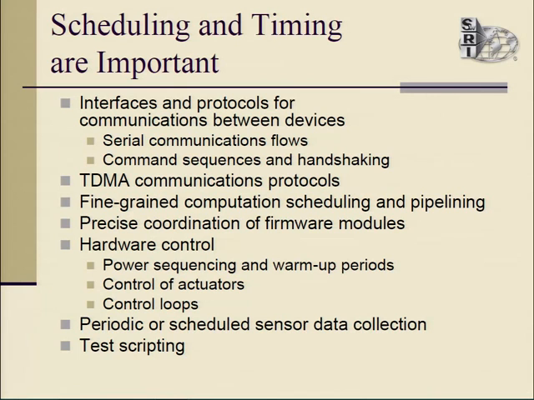So we're talking about things like interfaces and protocols for communicating between devices. These may be serial communications flows. These may be command sequences and handshaking processes. Any sort of time division multiple access protocol, of course, heavily depends upon fairly precise timing. That may be wireless, or it may be over some sort of wired serial channel. Often, if you're doing very fine-grained scheduling of computation or any sort of pipelining, you may need to very precisely sequence and time operands and operations going into your software.